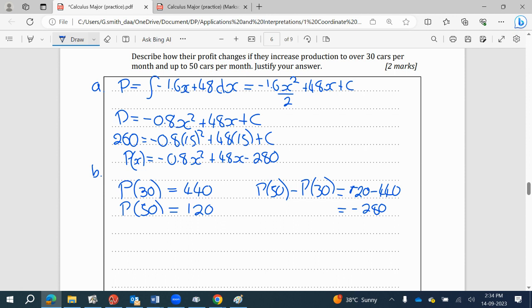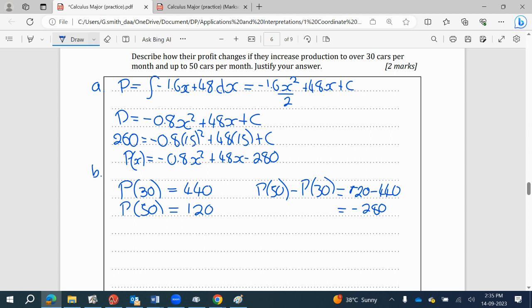So when I go from making 30 cars to making 50 cars, what happens to the profit? It goes down. I don't get a loss because I still make 120,000 here, but I was making 440,000. I was making 440, so I'm overproducing. That's why it's gone down. Because normally you would expect the more you make, the more you sell, unless you saturate the market. So that's only 120 minus 440?